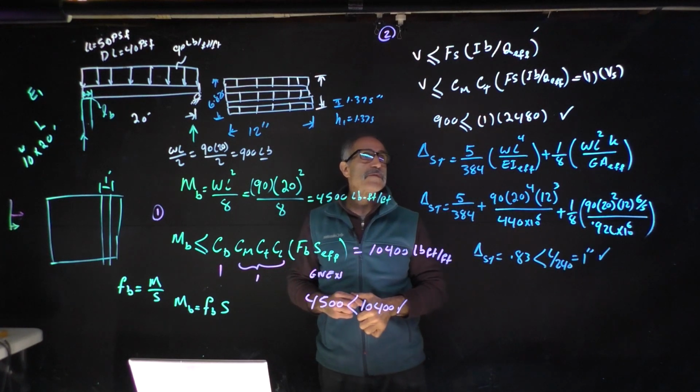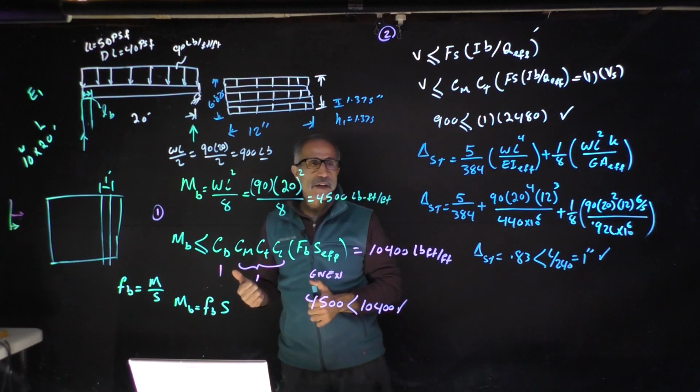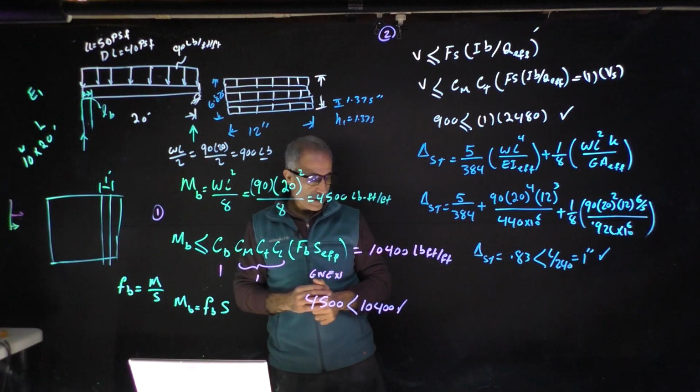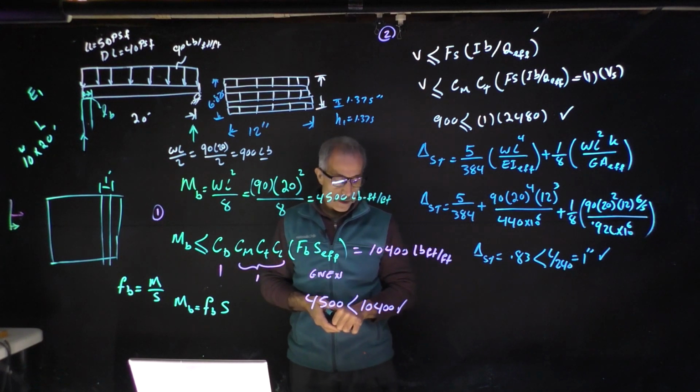You can check the long term if you wanted to, but if you use that, make sure you use the K factor, use 2.0 for creep. Okay, so we did step 1, step 2, step 3. Let's now check for bearing.